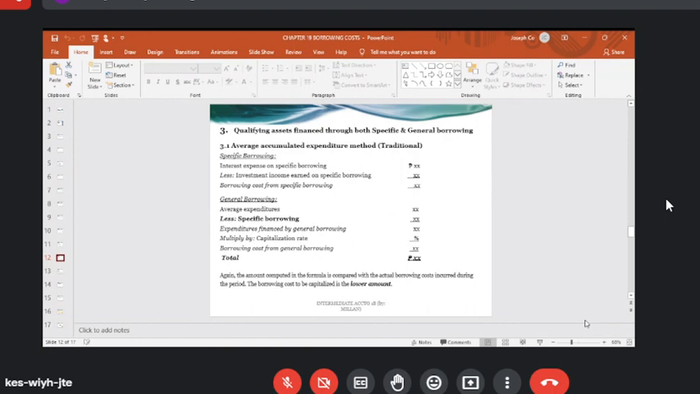If there is a combination of specific and general, no? First, you compute the specific, and after you determine the specific, average minus specific, the balance is what is charged to general. Okay? Again, dapat yung mas mababa po.